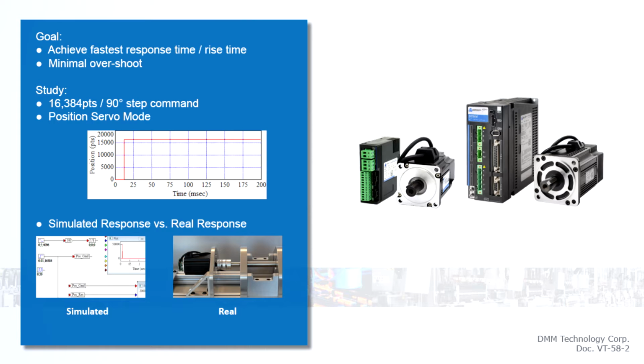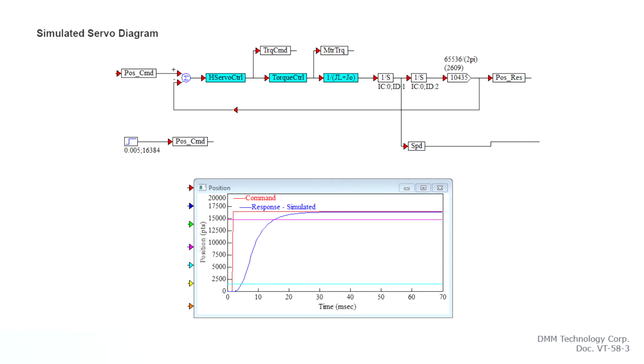Using development tools, we can first simulate the command and response according to different gain and inertia ratio values, then compare and verify using a real system. This is the high-level simulated structure of the DYN servo control loop. A signal is fed into the position command with 16,384 points, equivalent to 90-degree amplitude.